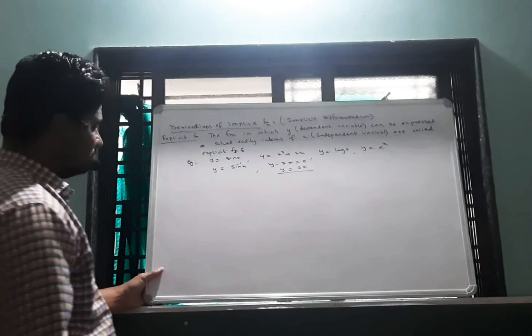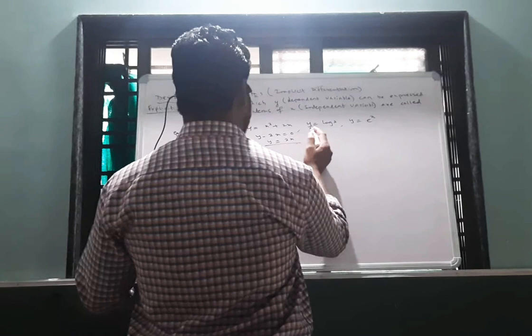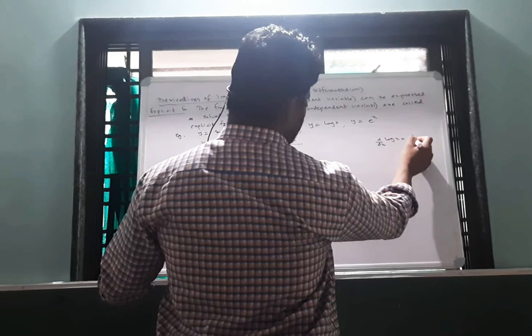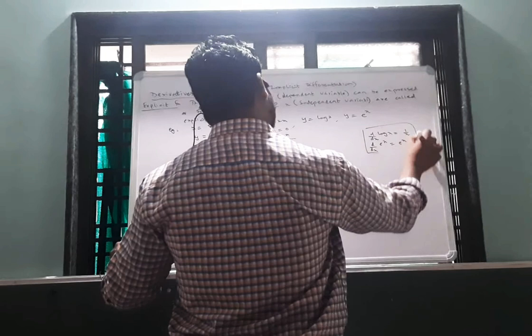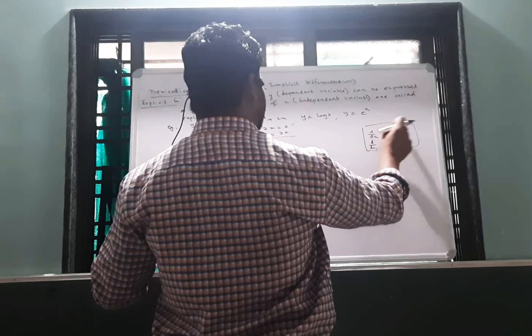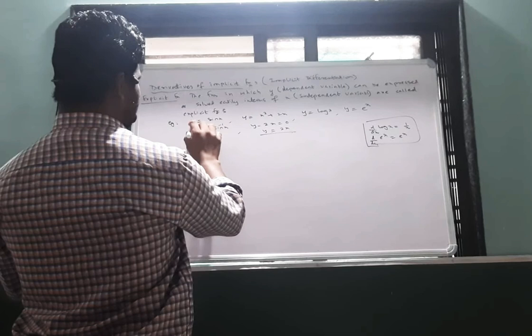We know the derivative of these functions. Note that the derivative of log x is 1 by x. In a further class, I will give the proof of why the derivative of log x is 1 by x. Similarly, the derivative of e raised to x is e raised to x. In the coming concepts we will see how these derivatives come about, but for now we remember this. So if y is an explicit function of x, then we can find the derivative easily.